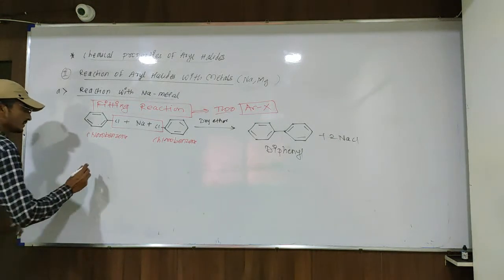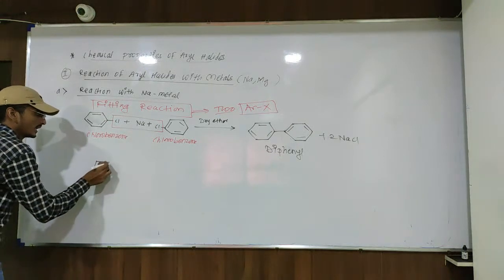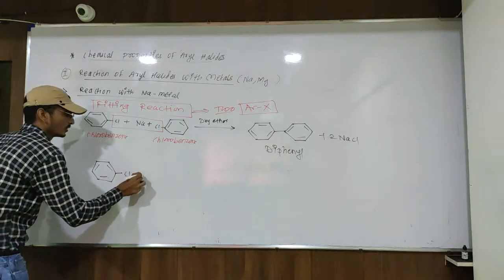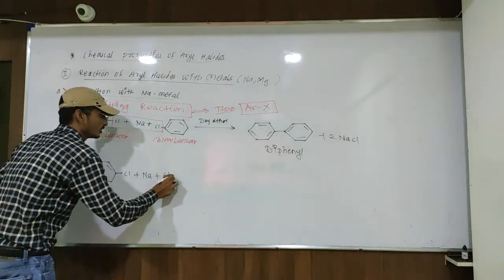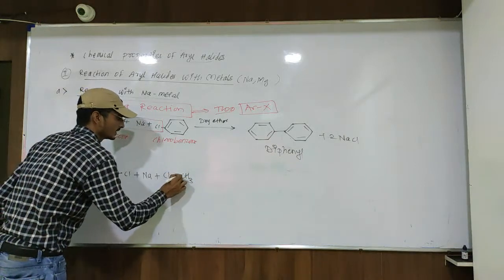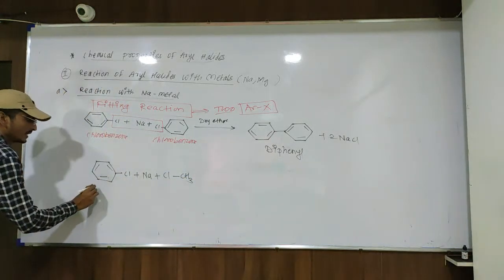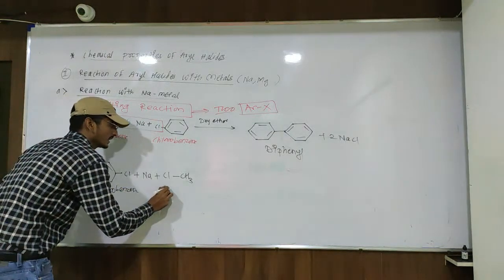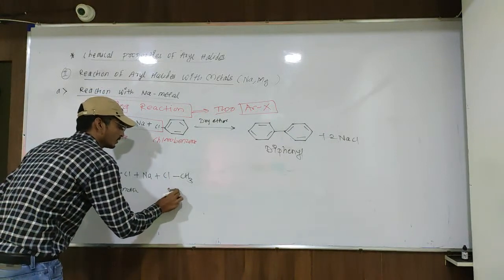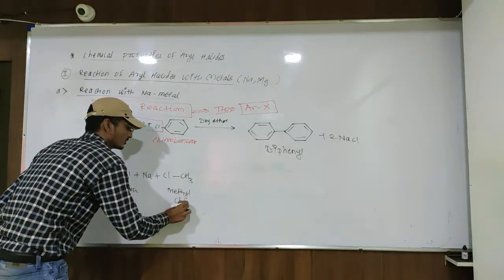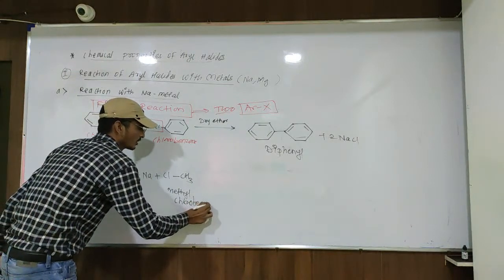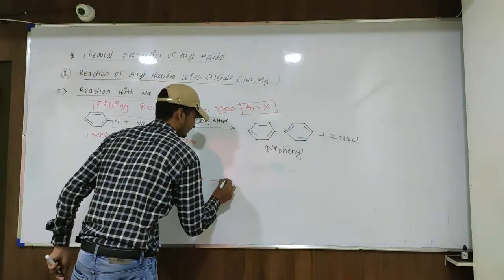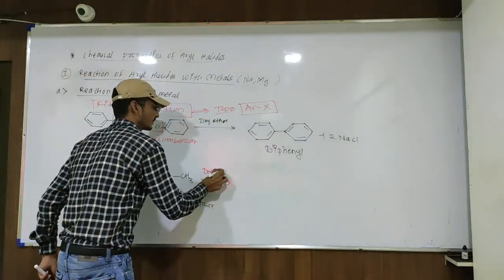When one molecule is aryl halide and another molecule is alkyl halide. So here one molecule is aryl halide, that is nothing but chlorobenzene, and another molecule is alkyl halide, that is nothing but methyl chloride. So you will get a product here, no doubt. Again the condition here is dry ether.